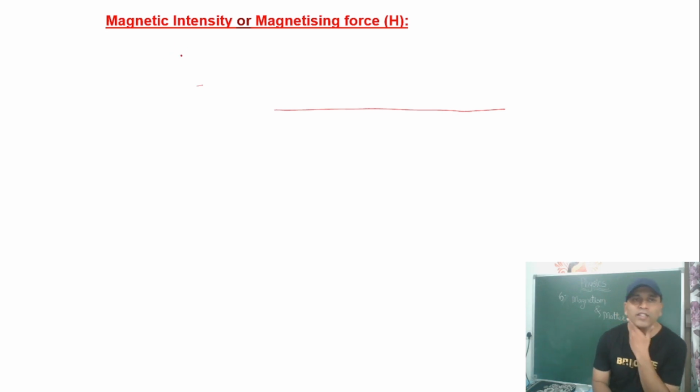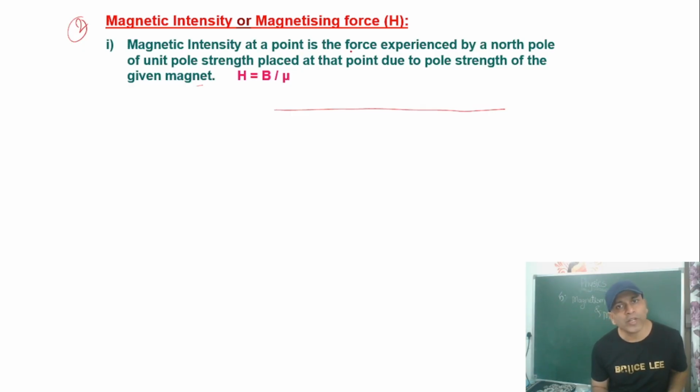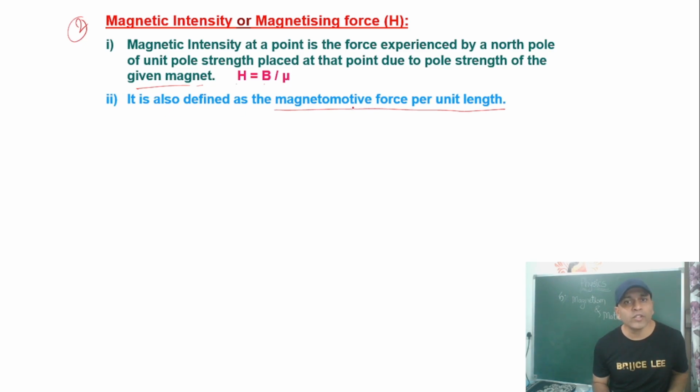Now we are discussing the second property or second phenomena of magnetism, that is magnetic intensity and magnetizing force, H. What it says is that a magnetic intensity at a point is the force experienced by the north pole of unit pole strength placed at that point due to a pole strength of the given magnet. So H is equal to magnetic field divided by the permeability of that magnet. It is also defined as a magnetomotive force per unit length.